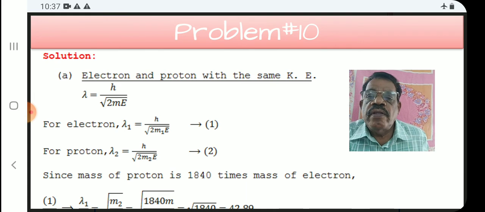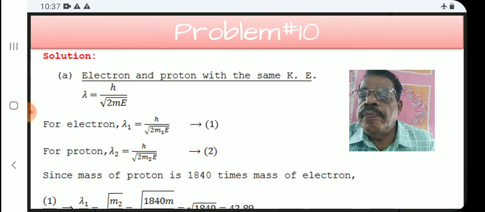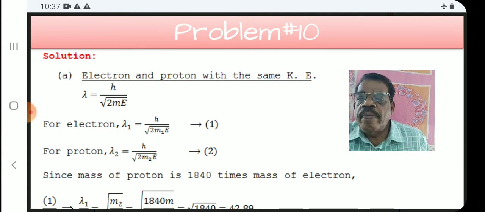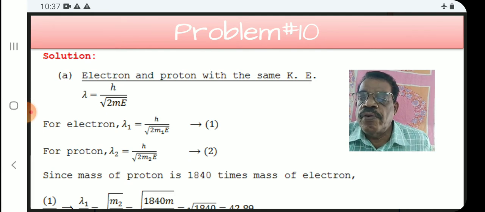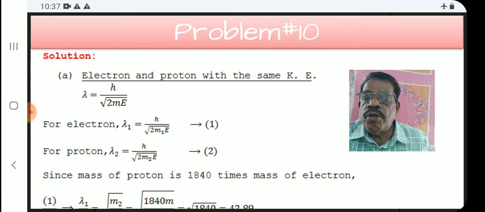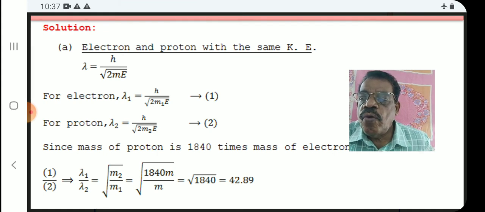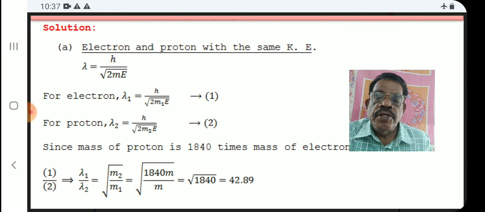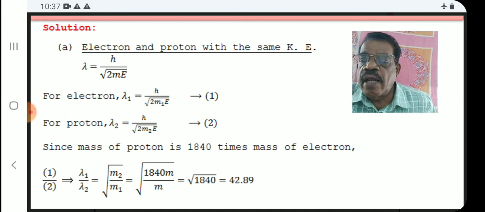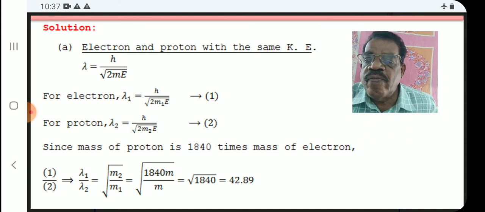Electron and proton with the same energy. So we use the equation lambda is h by root of 2meV. h is constant. So therefore, for electron we write lambda 1 is h by root of 2 m1 e, equation number 1. For proton lambda 2 is h by root of 2 m2 e, equation 2. Divide 1 by 2. Energy is constant. We get lambda 1 by lambda 2 is root of m2 by m1.